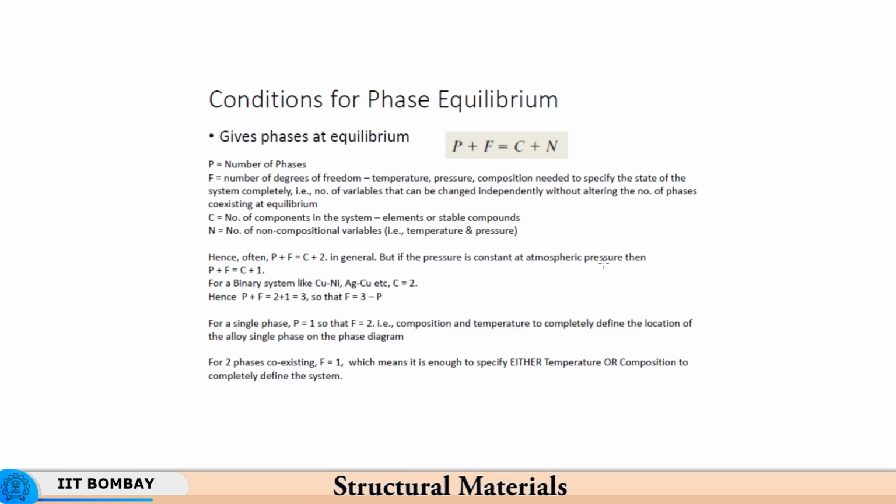austenitic regime. When you come down to ferrite plus pearlite, when the number of phases is 2, F equal to 1, which means that it is enough to specify either temperature or composition to completely define the system. So, basically what it means is that based on either temperature or chemical composition, you can come to a conclusion as to what kind of microstructure you would possibly expect.